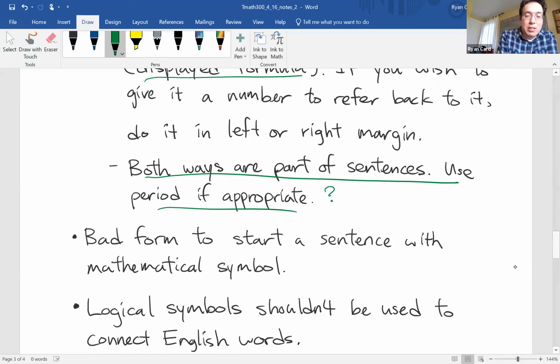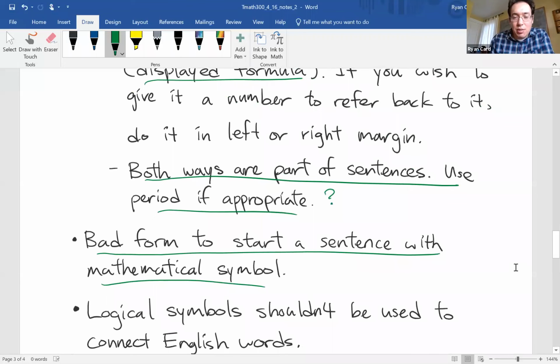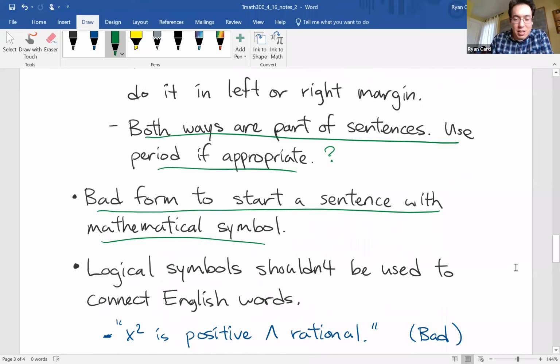And it is bad form to start a sentence with a mathematical symbol. So you shouldn't start with "x is an odd number." That shouldn't be a sentence you write down. You could rewrite the structure of the sentence. So maybe you'll say "integer x is an odd number," or some other way so that the variable name or a function name is not the first thing that appears in a sentence.